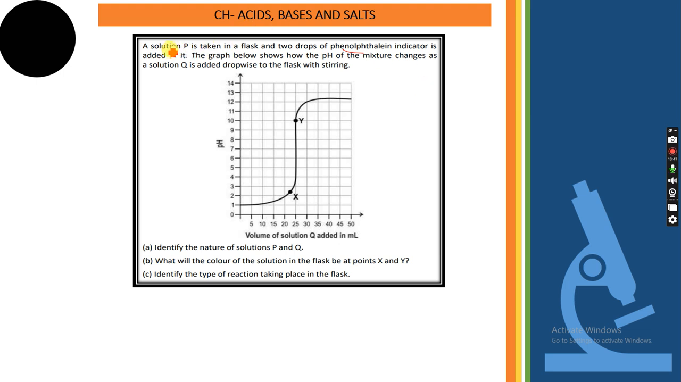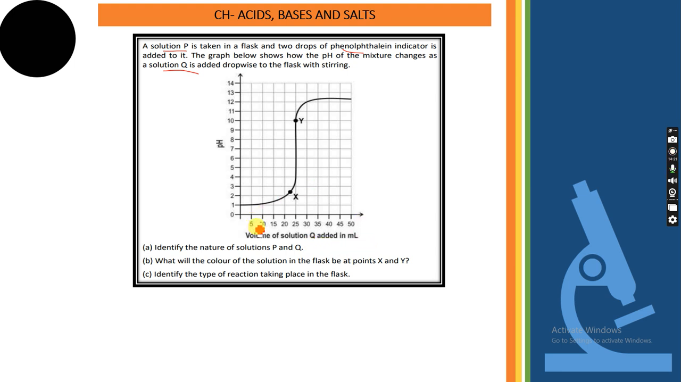Now you have taken a solution P. In a flask you take solution P and you add 2 drops of phenolphthalein indicator there. After that, you add another solution Q drop wise to that flask, you keep on adding and stirring it. So this is the graph that has been obtained. Here pH is given and the solution Q is added in ml.